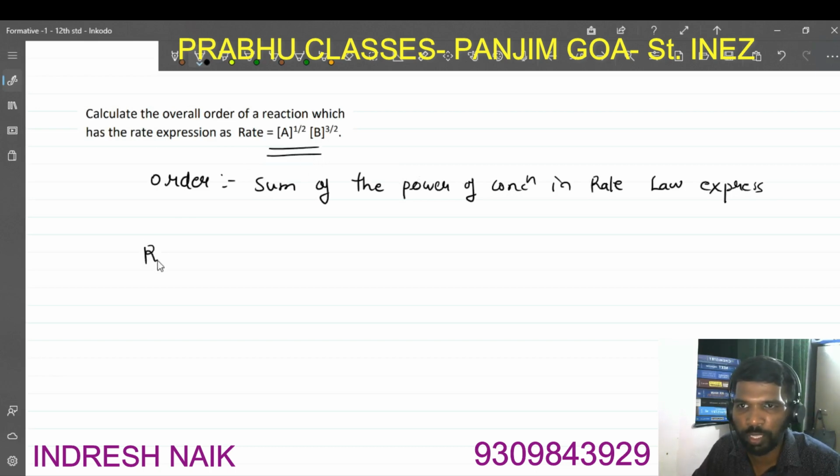So the rate law is given this way. Rate is equal to a raised to 1 by 2 and b raised to 3 by 2.